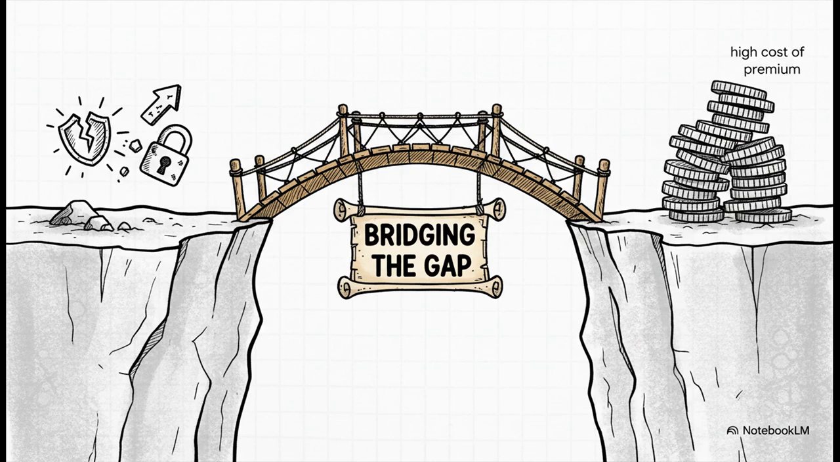So to bridge that gap between free but risky and safe but expensive, some companies are trying to find a balance. The source we're looking at today actually points to an example called Sendwin, just to show what that kind of middle ground solution might offer.